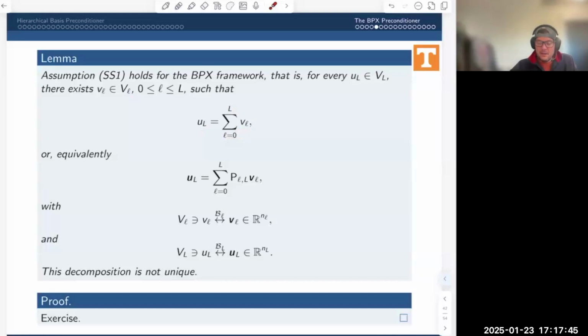So we can easily find a trivial representation for this. Just take all these guys identically 0 for l equals 0 to L minus 1. And then we're going to take v_L equal to U_L. That works, right? So that's pretty easy. But there are also non-trivial ways we can do this, as well. And you can imagine how that might work.